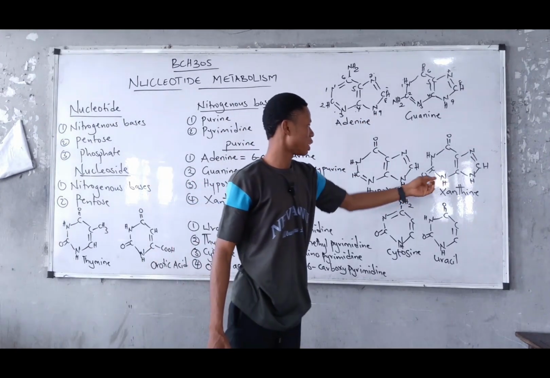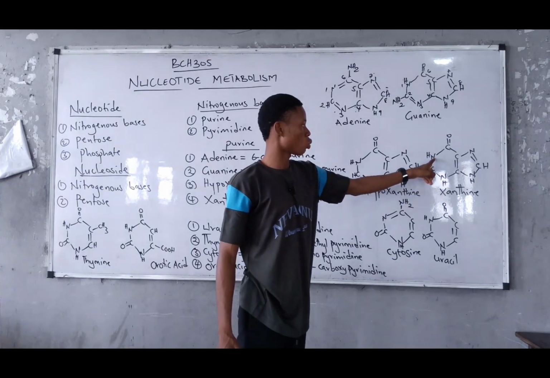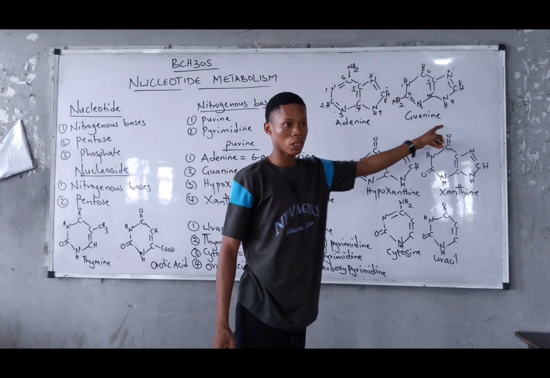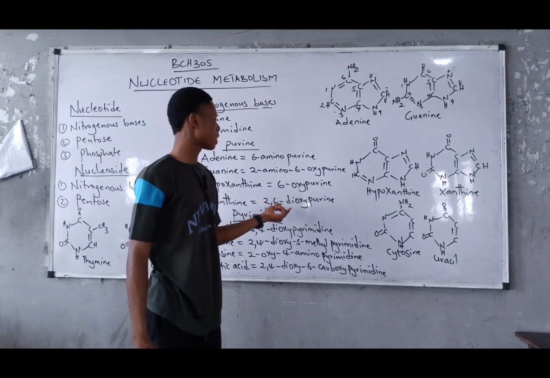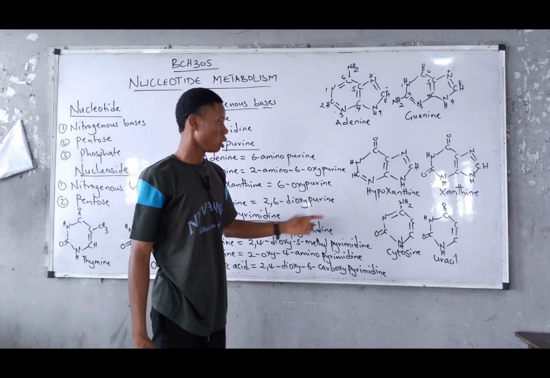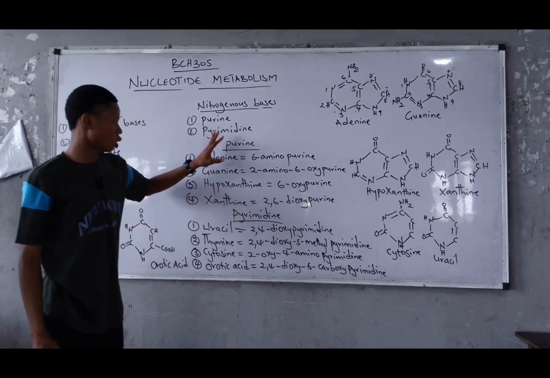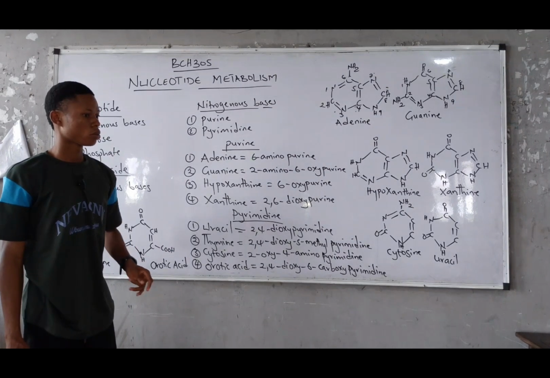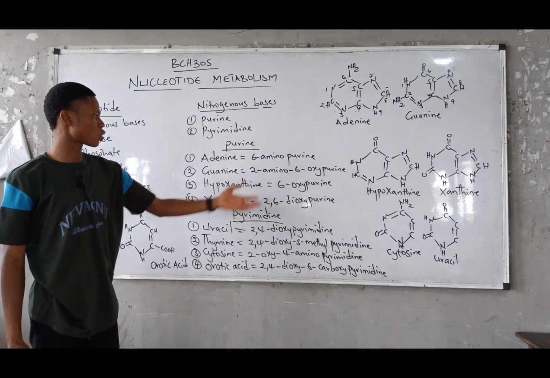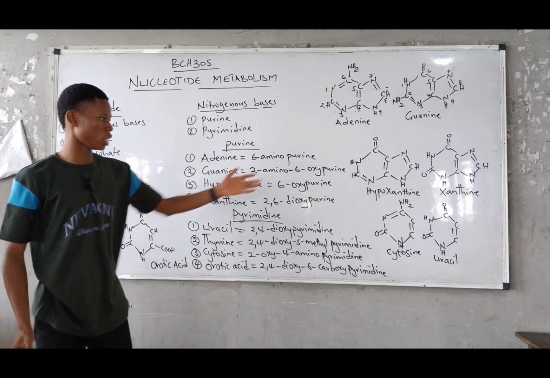For our xanthine, this carbon, this 2 and 6, right? That's why we call it 2,6-dioxypurine. Good. So that's that for the purine. If they ask you the other name, it is as simple as knowing their structures.